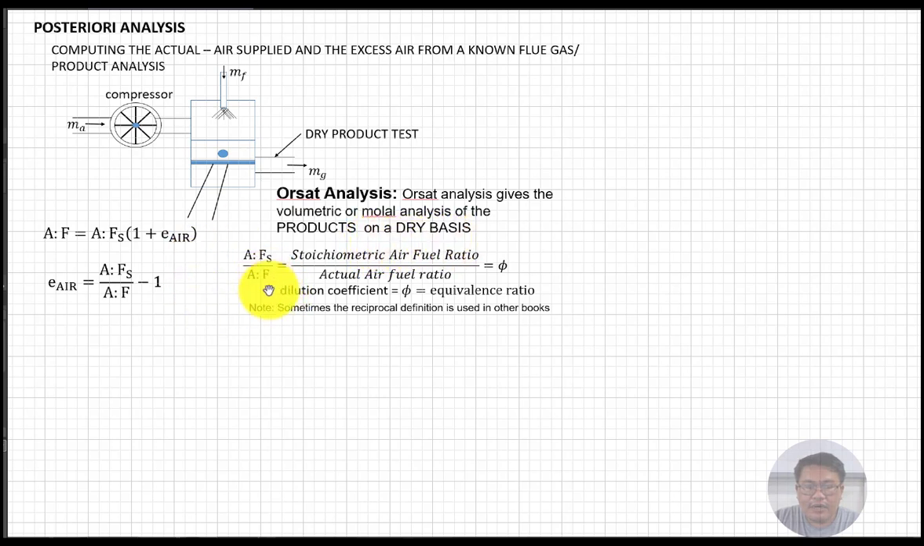And we have here the equivalence ratio, or sometimes in other books it is named as dilution coefficient. That is the ratio of the stoichiometric air fuel ratio divided by the actual air fuel ratio. So that is the equivalence ratio. Later on we will show you during the calculation what the importance of using this one is.